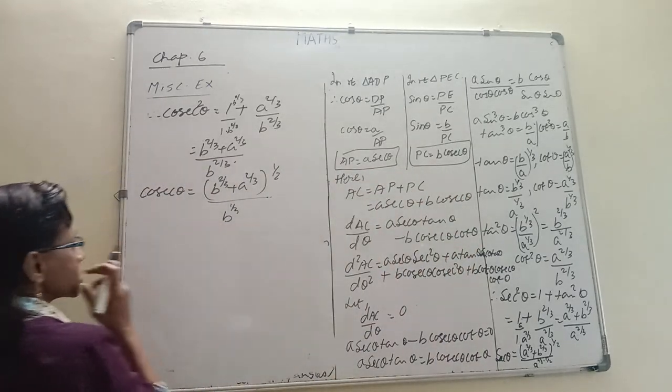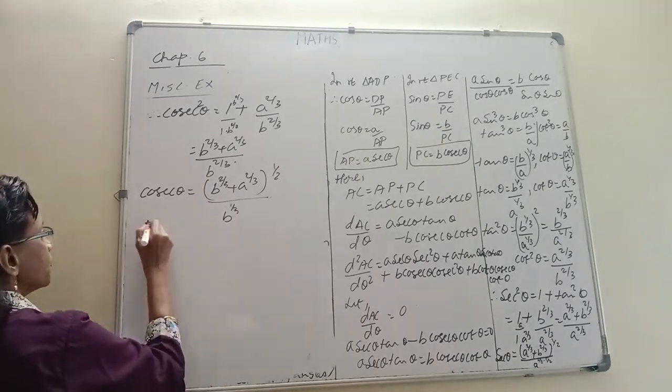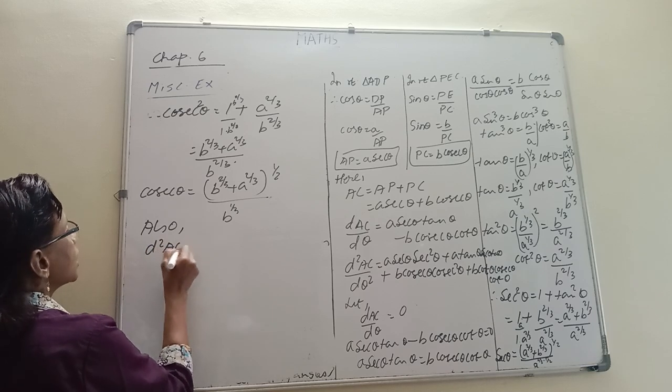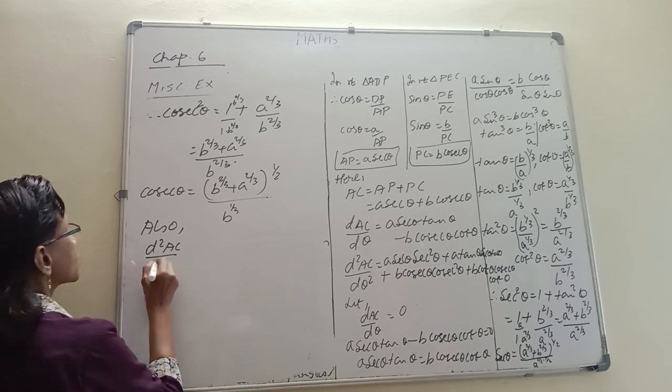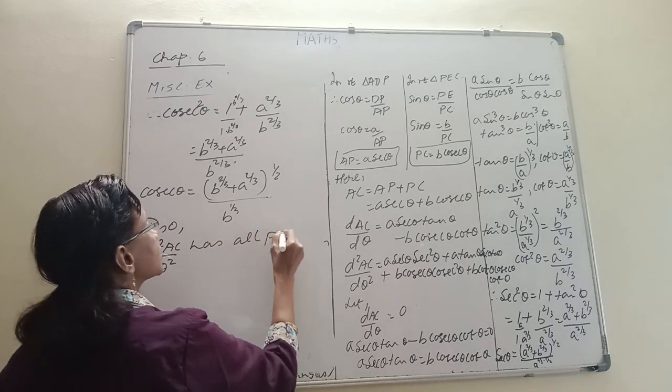But before we go to this, we have to also ensure that it is minimum. So also d squared AC over d theta squared has all positive quantities. Why?